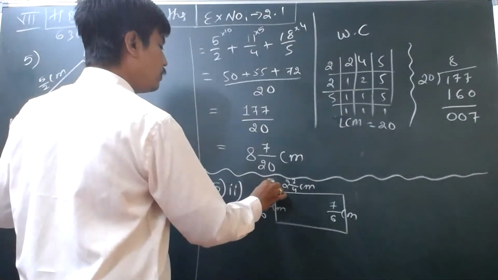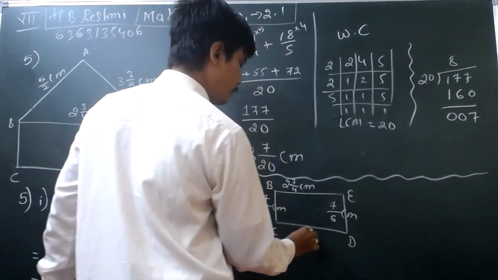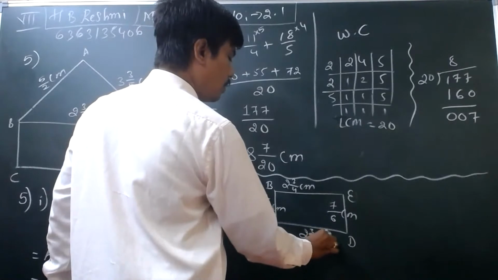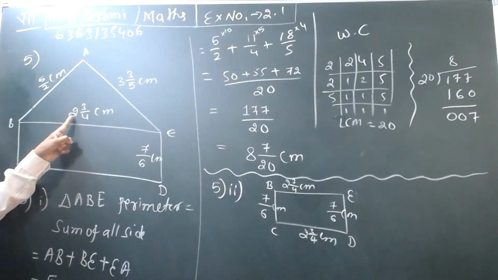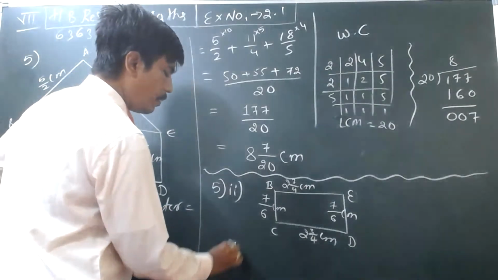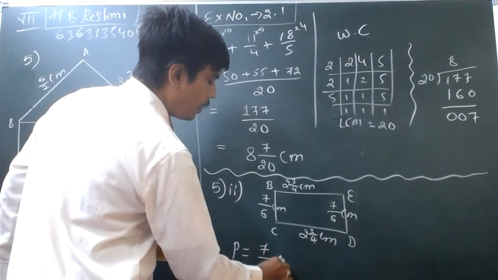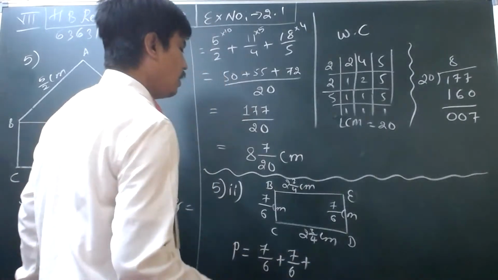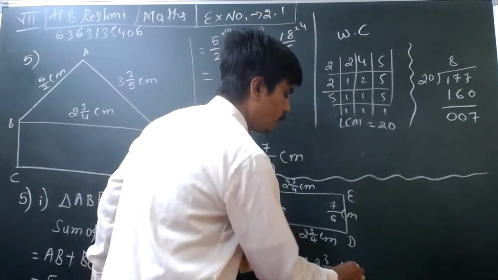What is the alphabet given for this? B, C, D, and E. See students, what I did? The original diagram is here. They have given 2 integer 3 by 4. Opposite side means it is also 2 integer 3 by 4. Similarly, 7 by 6 means it is also 7 by 6. Now, according to the perimeter of the rectangle, sum of all sides, what is that? 7 by 6 plus 7 by 6. Then later on we have 2 integer 3 by 4 plus 2 integer 3 by 4.